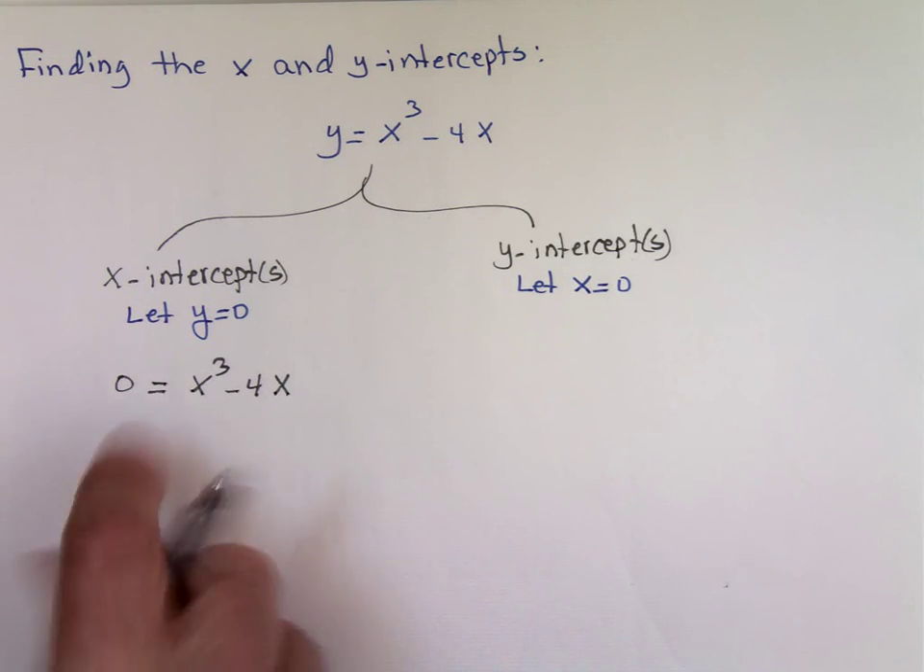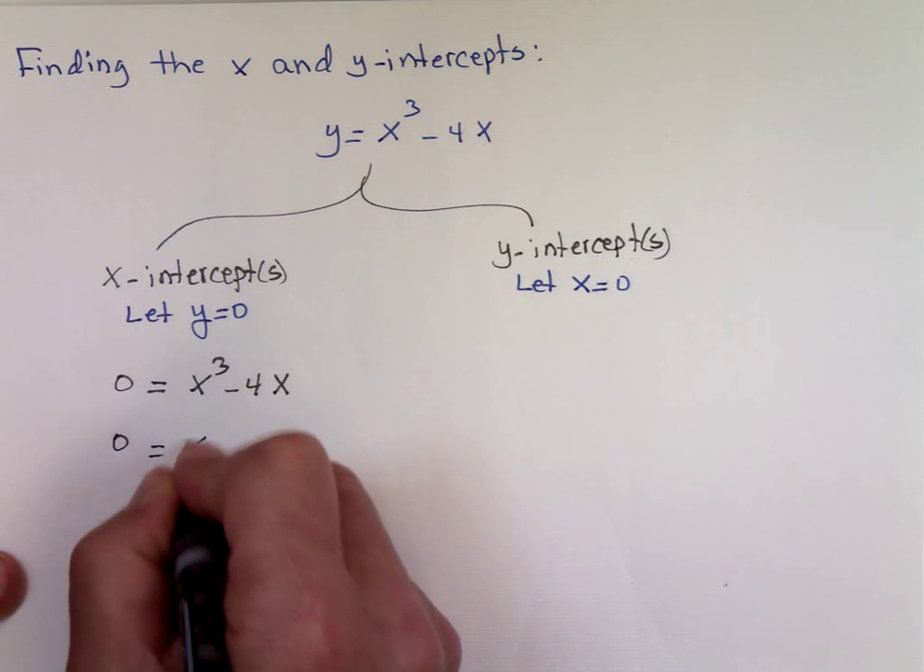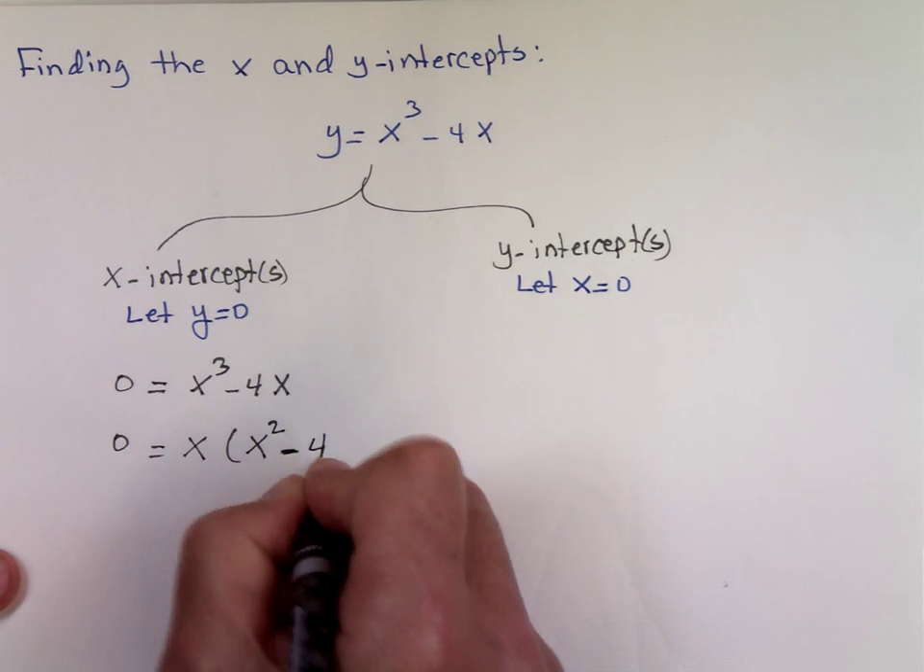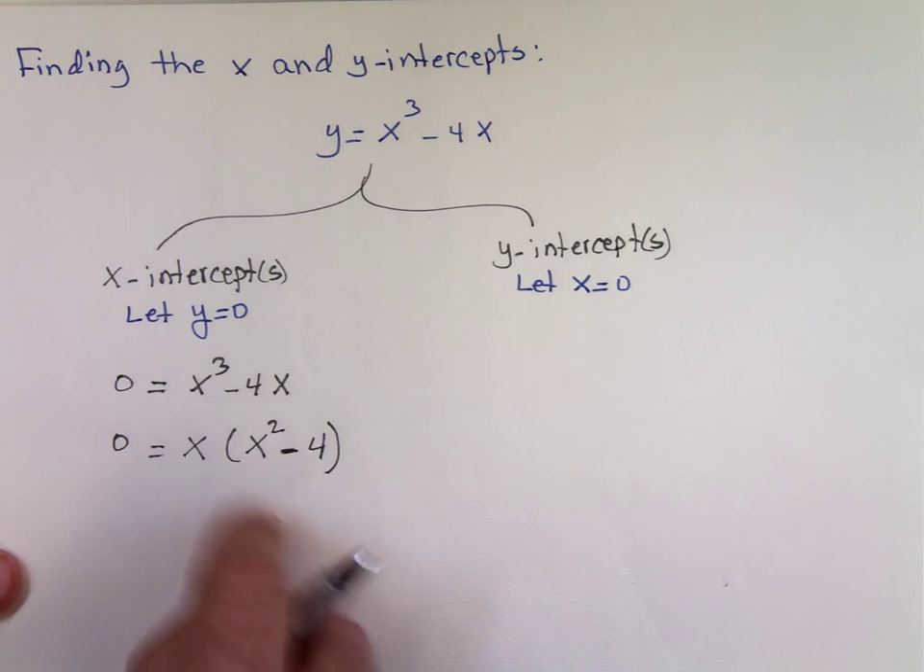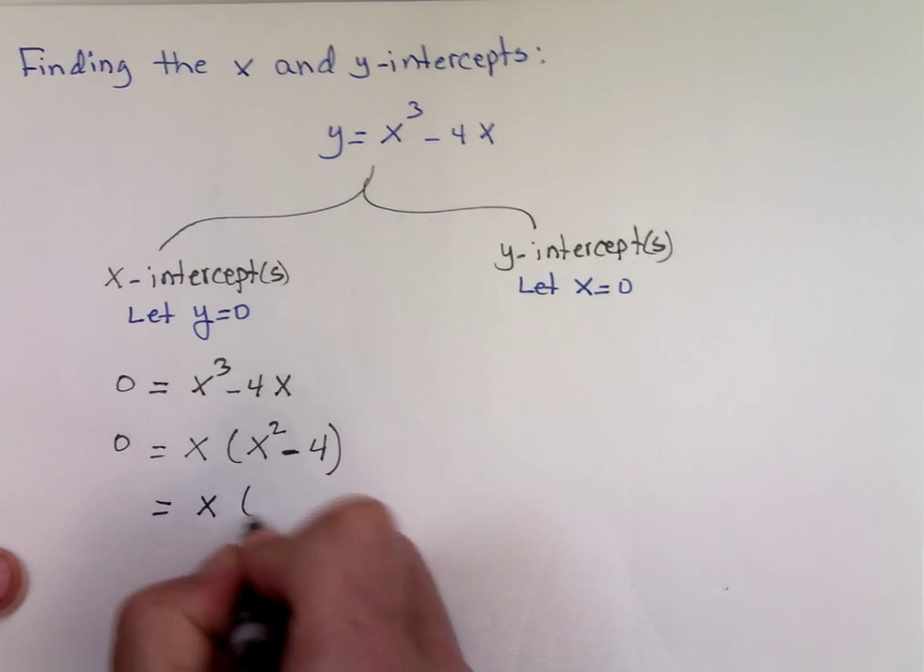What do they have in common? The greatest common factor is what? X. You can take an x out. What's left? X squared minus 4. Can I factor x squared minus 4? X minus 2, x plus 2.